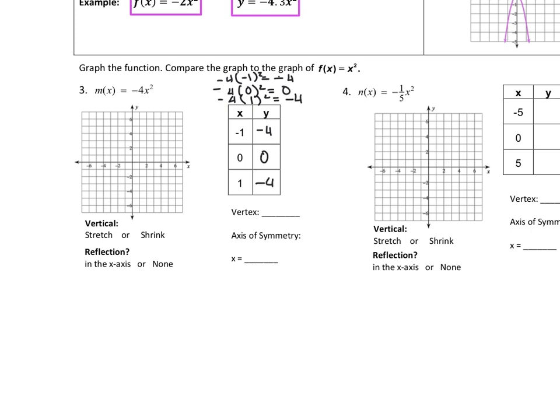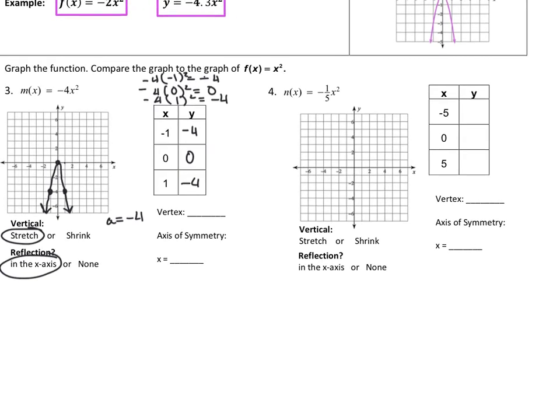So now we have our 3 points. Let's graph. Negative 1 in the x, negative 4 on the y, 0 in the x, 0 on the y, 1 in the x, negative 4 in the y. So you notice that it's skinnier and it's opening down. So because a is equal to negative 4, there's going to be a vertical stretch and a reflection in the x-axis.